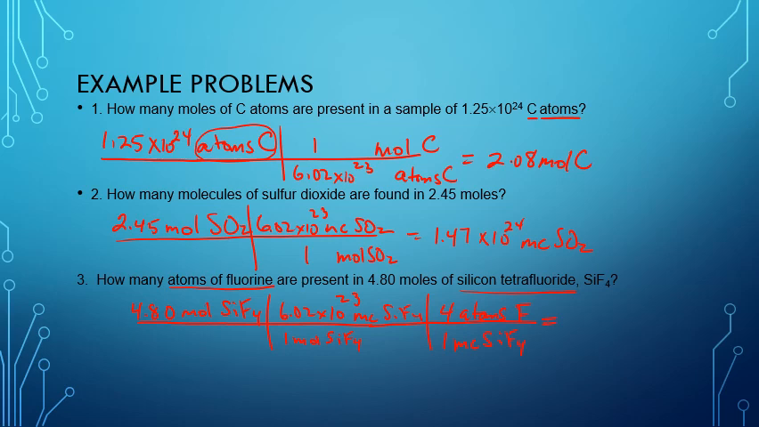And now for every 1 molecule of the SiF4, I have 4 atoms of fluorine. So I can now go ahead and plug those numbers in, and if we do that, we end up with 1.16 times 10 to the 25th, and then I would have atoms of fluorine. My molecules would cancel, my moles would cancel, leaving me with the atoms.